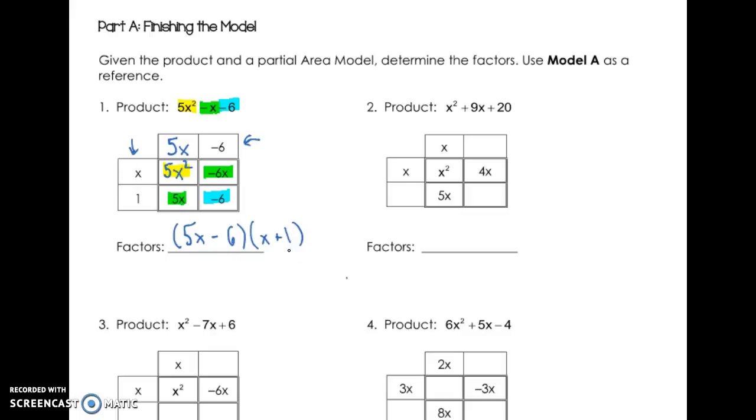We can change the order of those factors. We could have it as x plus 1 times 5x minus 6, but we can't mix and match. We can't say 5x plus 1 and x minus 6. That doesn't work. But as long as we have these in place, it doesn't matter the order that we write those factors. They can flip-flop them. It's okay. It's multiplication. That's all it is.